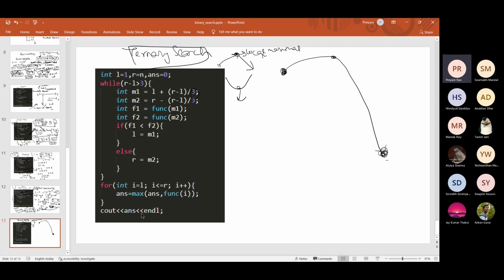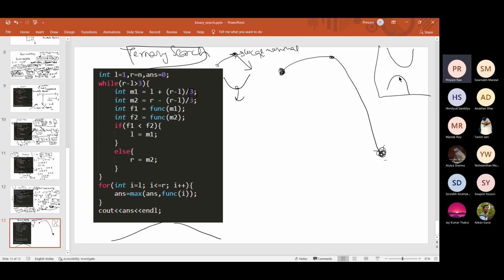Now in binary search, the condition was it should be either non-decreasing or non-increasing. Over here, the function should be monotonically increasing, then monotonically decreasing. Like this or like this. Another thing which is different about ternary search and binary search is that there should be only one local minima or maximum. So we cannot have equal numbers.